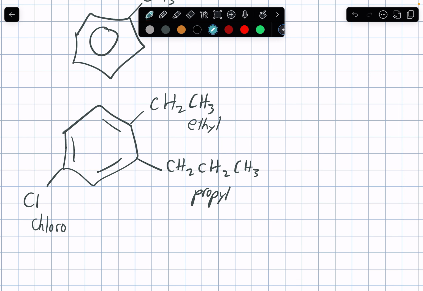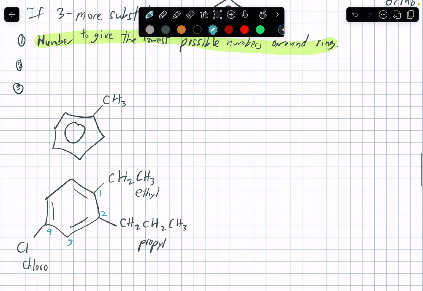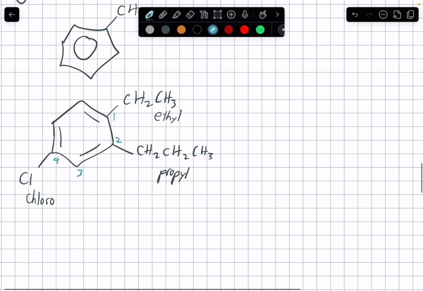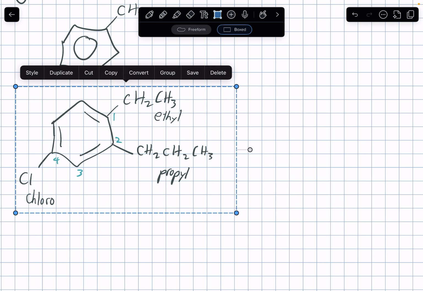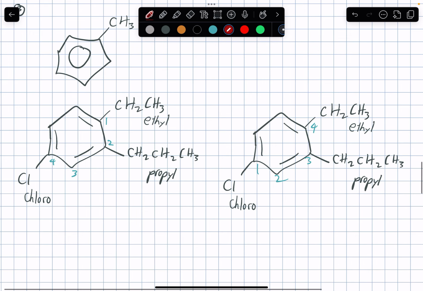That's the tiebreaker. Earlier, rewriting it. As early as 1 and 2, we already got 2 substituents. So this is the counting that gives the lowest possible numbers around the ring. Okay? To give you a comparison, let's write a duplicate. So look at the difference. This one's not okay. This one's okay.